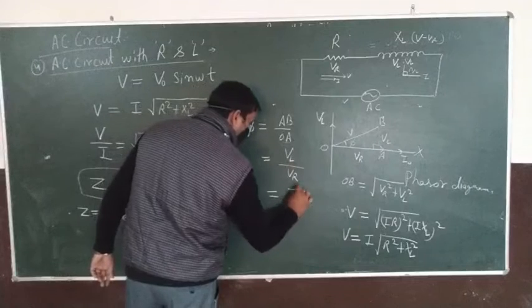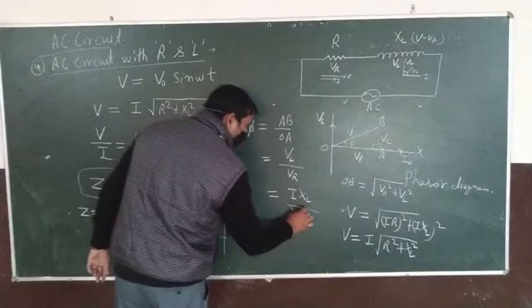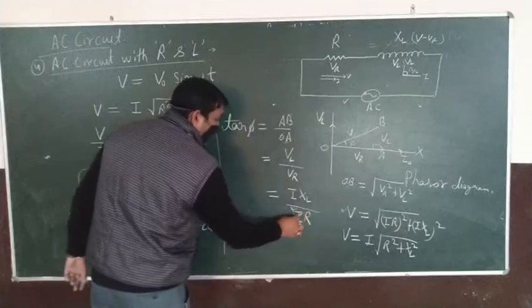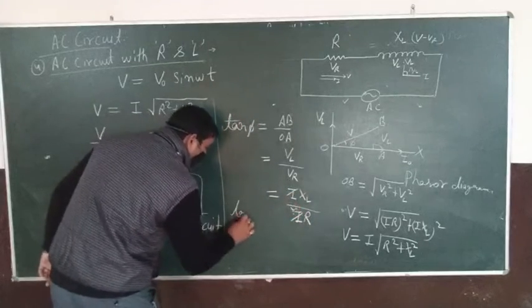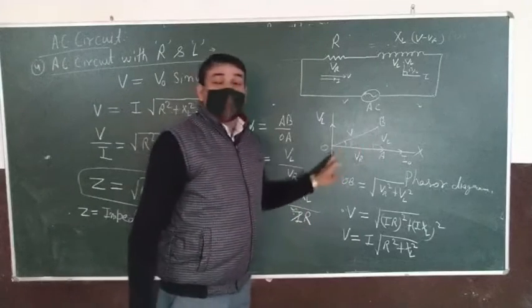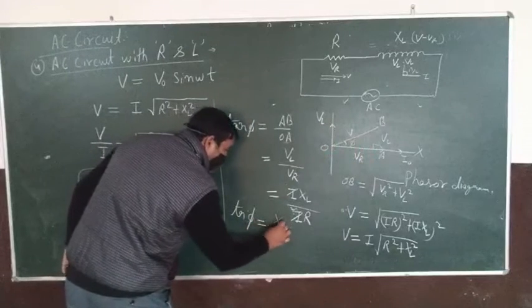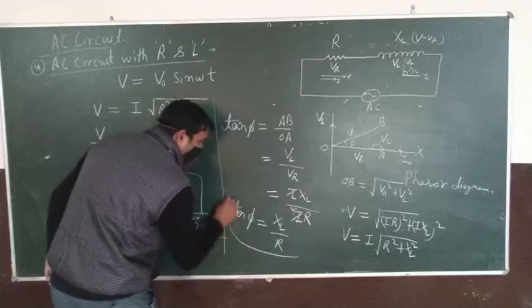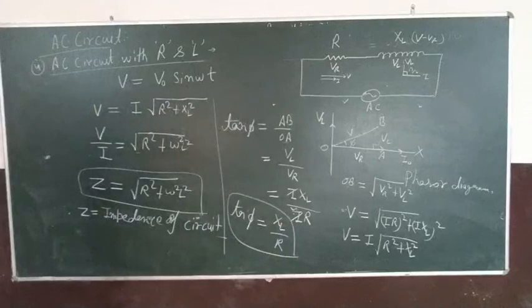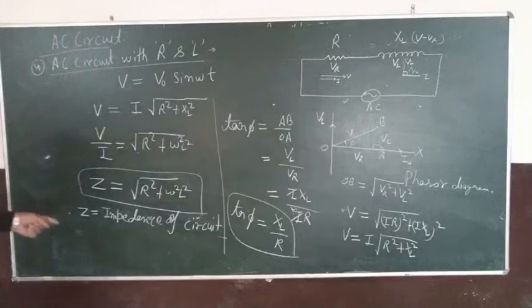Now what is the value of VL? VL we have I XL and VR we have I into R. This I is cancelled, therefore we get tan phi is equal to XL upon R. This is the phase angle difference between the reactant potential across the circuit containing resistance and reactant. ठीक है, नेक्स्ट नोट हो गया.